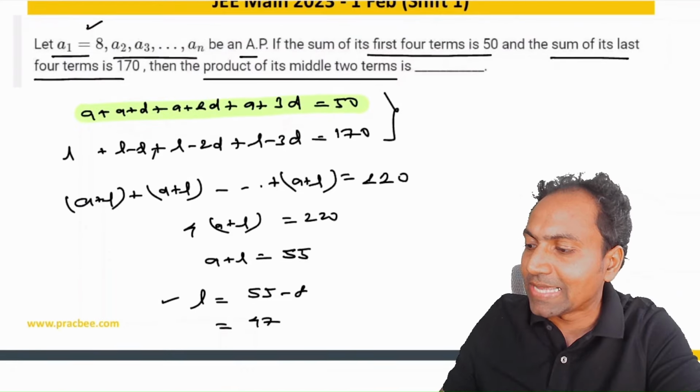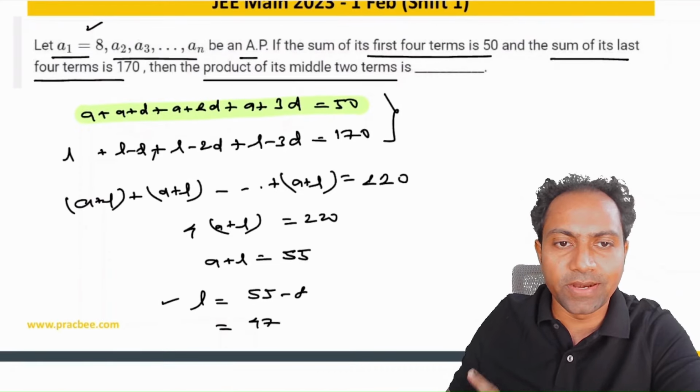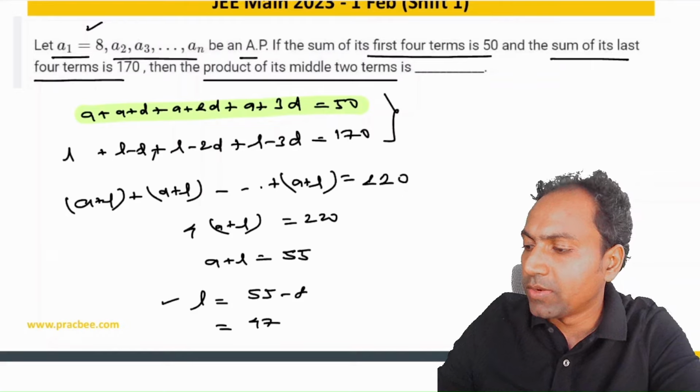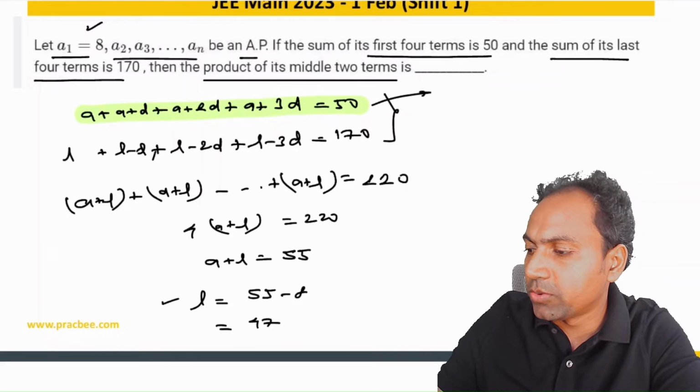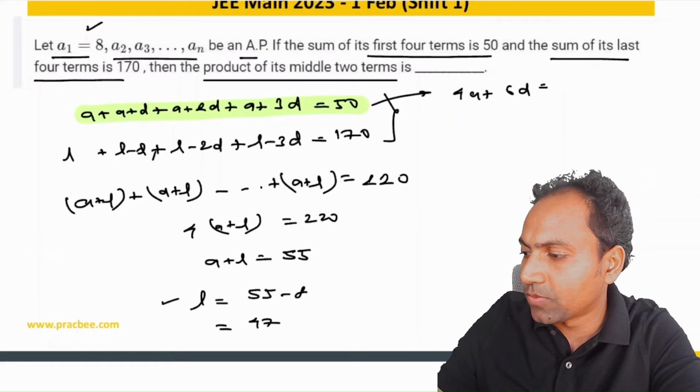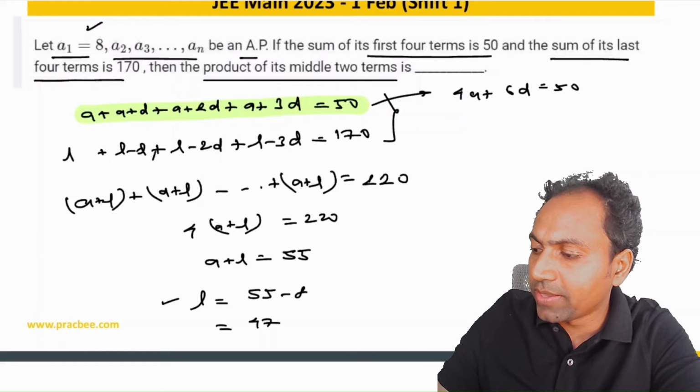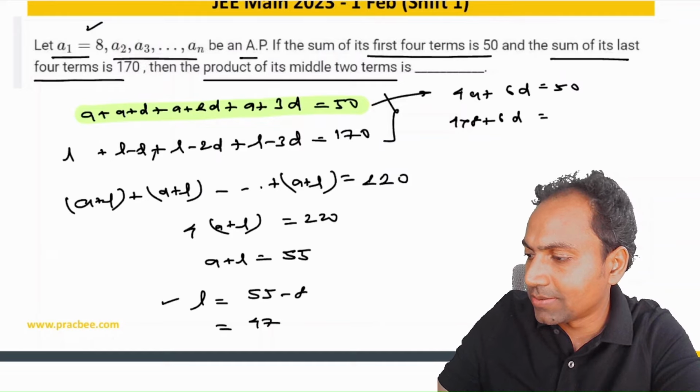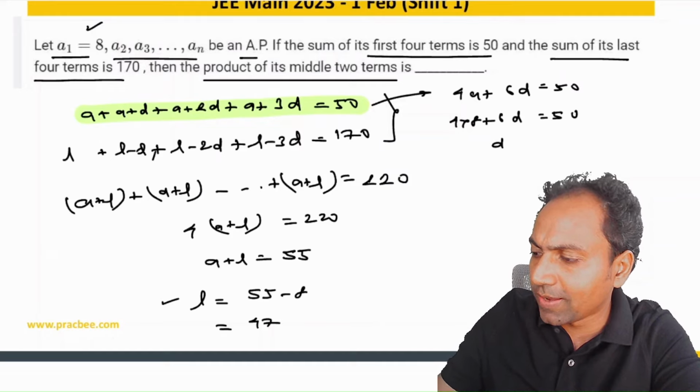The question says that we have to find the value of D. For finding the value of D, we will use our first relation. So if I use this, this is nothing but 4A plus 6D is equal to 50. A is already given as 8, so this is 4 into 8 plus 6D is equal to 50. You can solve and get the value of D as 3.